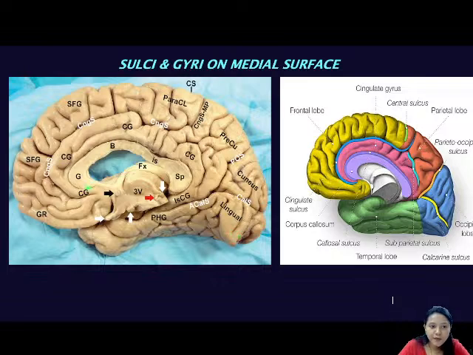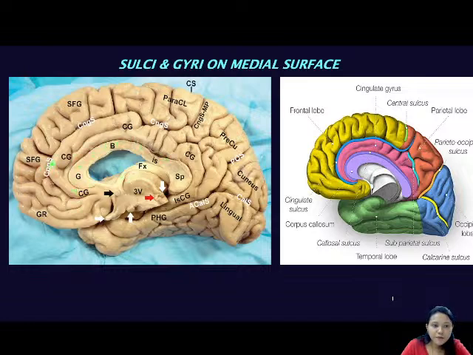Okay, so you have the corpus callosum. If you go from anterior, G is for genu, then this is the body, and this is the splenium. And at the front here you will have the rostrum, and this is the fornix. Fx is the fornix. Now this is lodged in the callosal sulcus.